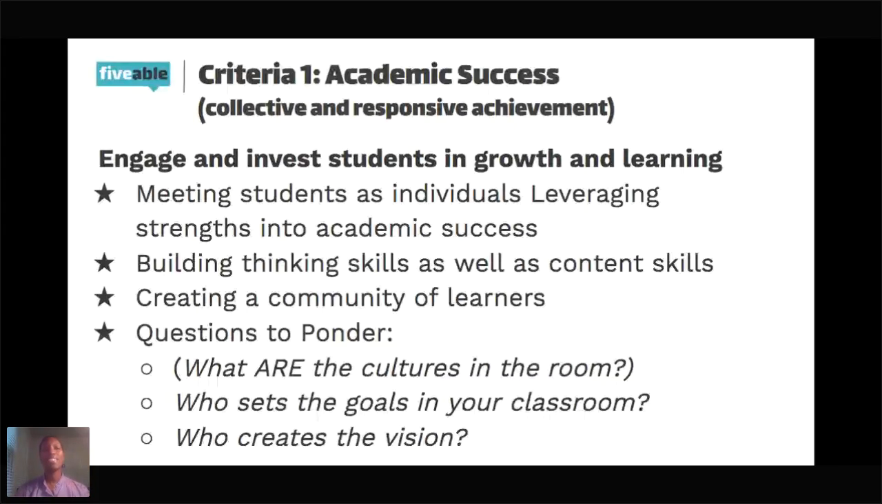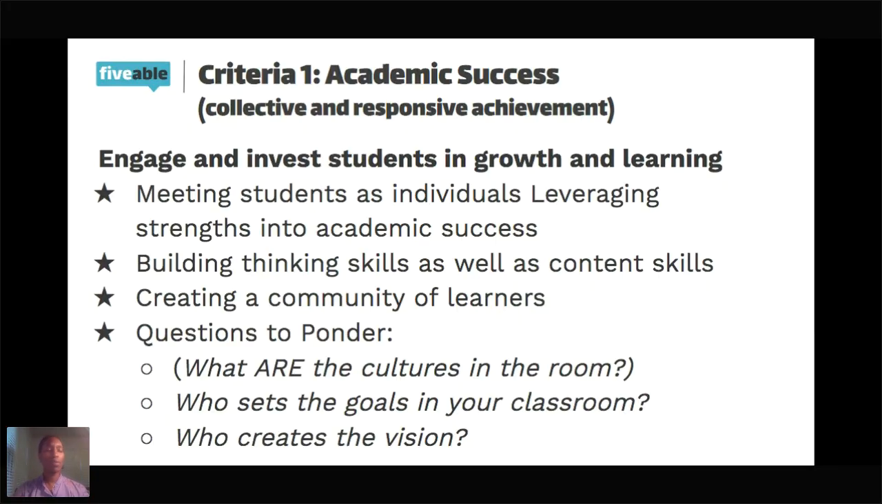So the idea is that the success that you're creating is a success based on student engagement and investment, and that it's a collective achievement. So that not only are you being responsive to the cultures that are in your classroom, but you're creating a culture of the classroom. And that culture is about collective achievement, about collective success, and about collective learning. And so a really important part of that is meeting students as individuals.